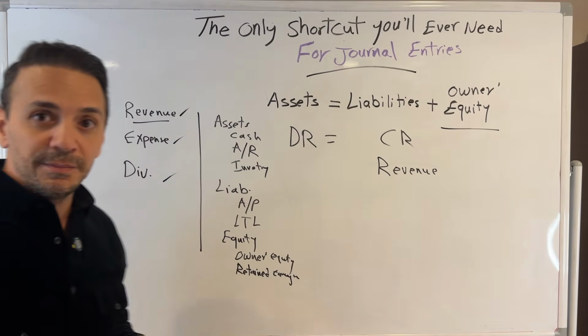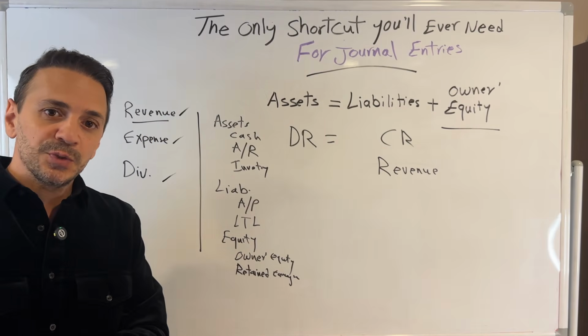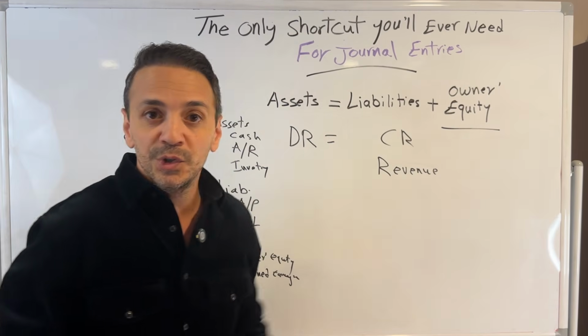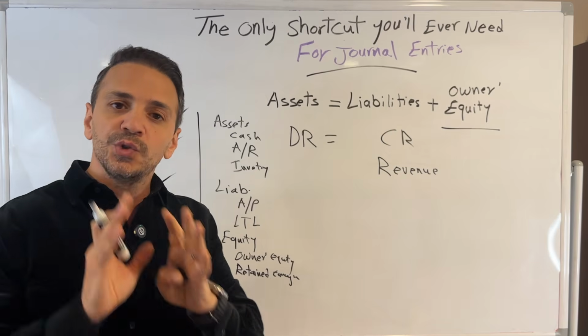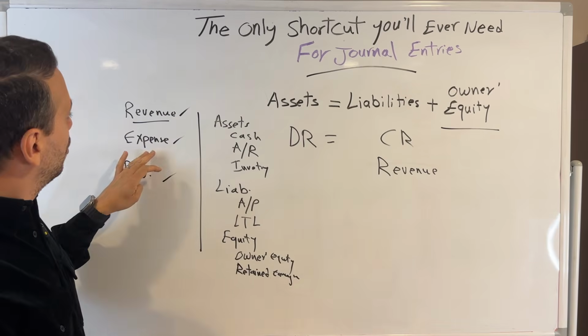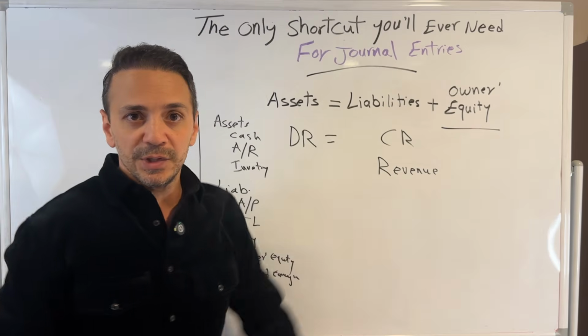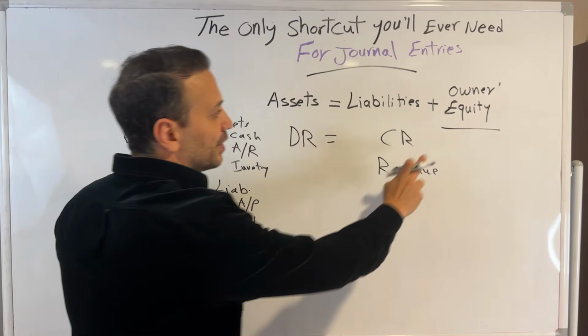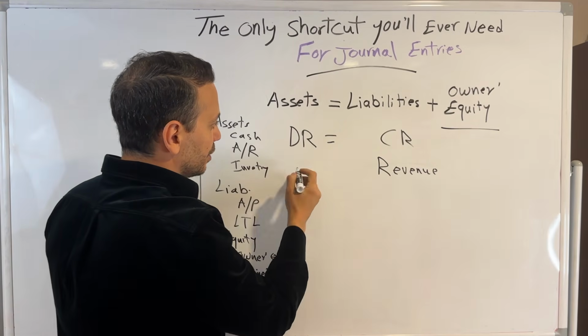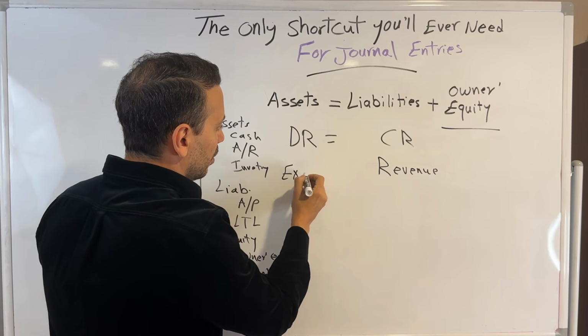Expenses. This one, I'll let you guess. When you have an expense, what does the expense do to equity? You always measure on equity. Equity is your North Star when it comes to that. What does expense do to owner's equity? Well, expense is going to reduce owner's equity. So it's going to have an opposite nature to its credit nature, meaning expenses are going to fall on the debit side.